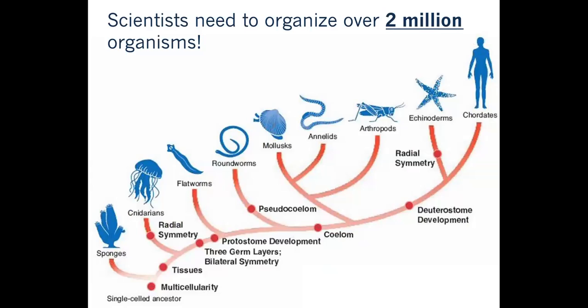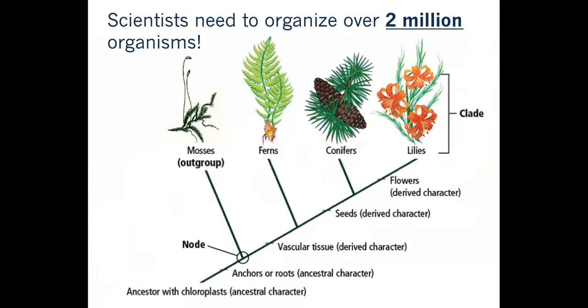Scientists need to organize over 2 million organisms. What you see up here is a picture of a cladogram, and we're going to learn how to use these today. Here's another one, because you can see them a few different ways, and you're going to see them a few different ways in your activity for today.